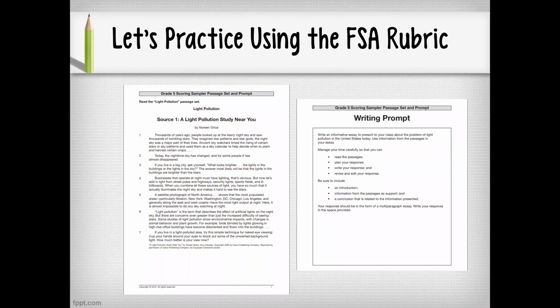So let's get on with it. We are going to be looking at the 5th grade prompt and text set for the scoring sampler, and that is on light pollution. If you were able to print it, that's great. If not, no worries. We'll have everything we need on the screen for you to see. And this is where I'm going to start asking for volunteers to unmute and read. So hopefully we can all participate in this process.